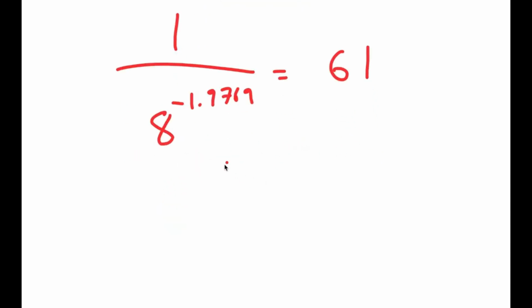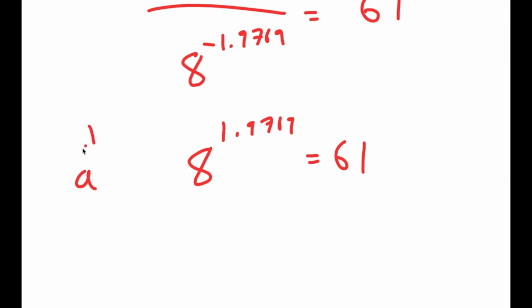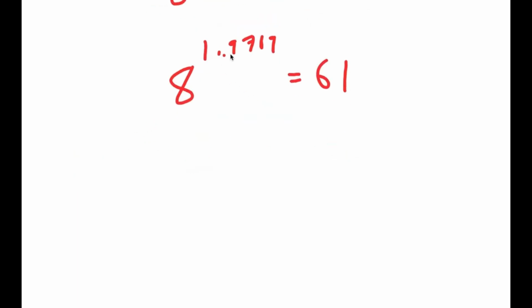which is the same thing as 8 to the power of 1.9769, because 1 over a is equal to a to the power of negative 1. So 1 over a to the power of n is equal to a to the power of negative n. Now, if you plug in 8 to the power of 1.9769 in your calculator, that's going to be approximately 61. So I get 61 is equal to 61, and this is right, so I know my solution is right.